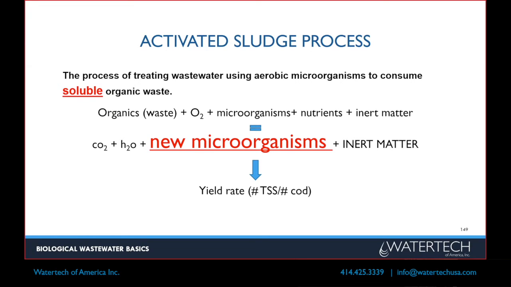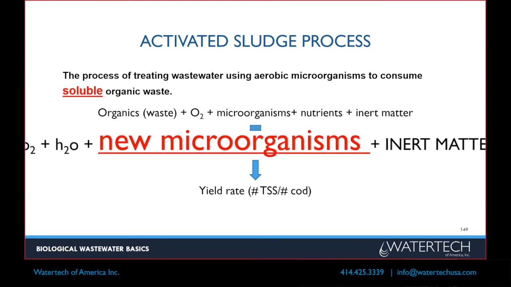This is all the science stuff that I'm not necessarily an expert in. The important thing to understand is that we're taking organic waste, adding oxygen, and exposing it to microorganisms, with nutrients and some inert material. It's converting it into carbon dioxide, clean water, and new microorganisms. This idea of creating new microorganisms is referred to as a yield rate. Every pound of COD or BOD that you bring into a facility generates so many pounds of new organisms that you're going to have to deal with. So it gets bigger.